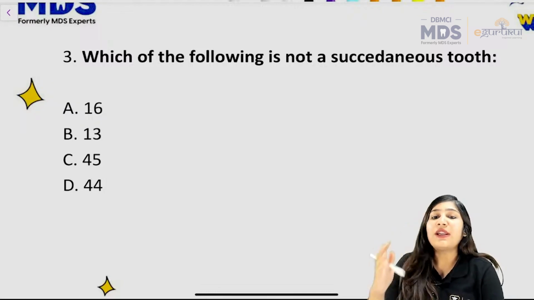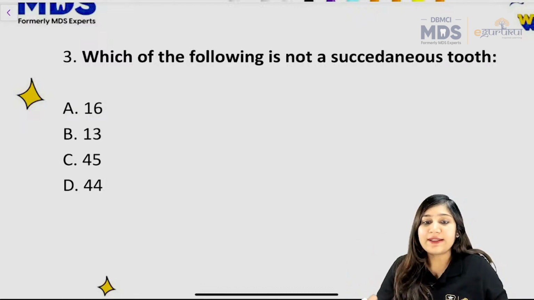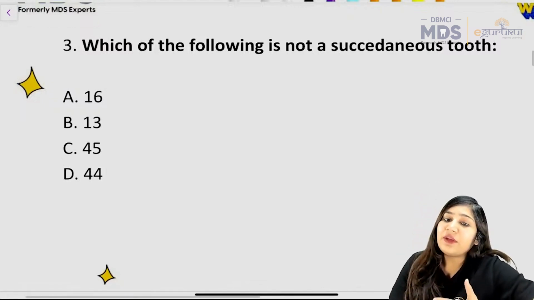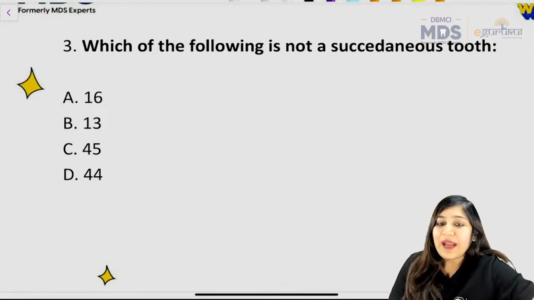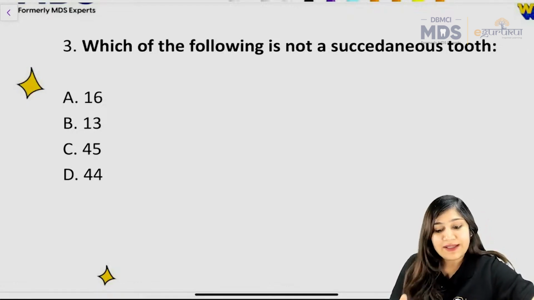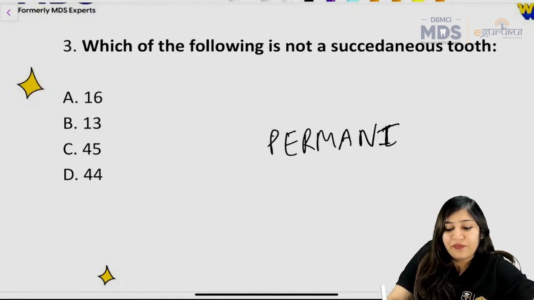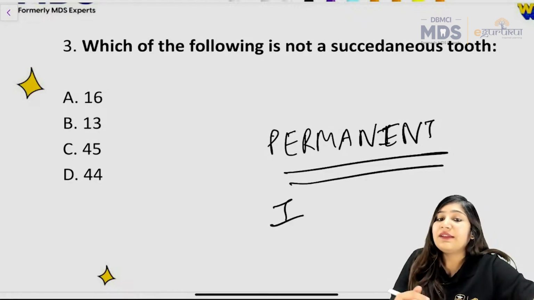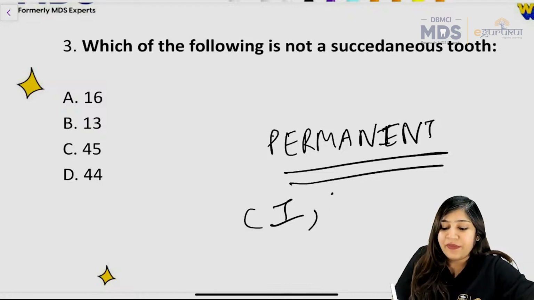So basically, what are succedaneous teeth? Right. First, we need to know what are succedaneous teeth. So succedaneous teeth are basically the teeth which replace the primary teeth. Primary incisors are replaced by permanent incisors. So permanent incisors are basically succedaneous teeth. Incisors means central incisor and lateral incisor both, right?